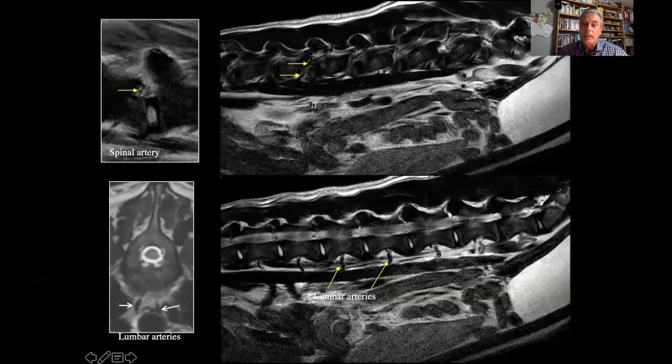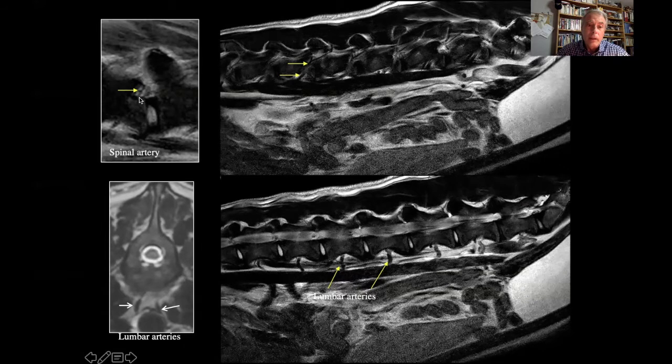For the lumbar segments, the arterial supply comes from lumbar arteries that are branches from the aorta at the lumbar level. These are the celiac artery, the cranial mesenteric artery. Okay, these are the lumbar arteries on a transverse section coming from the aorta, right?